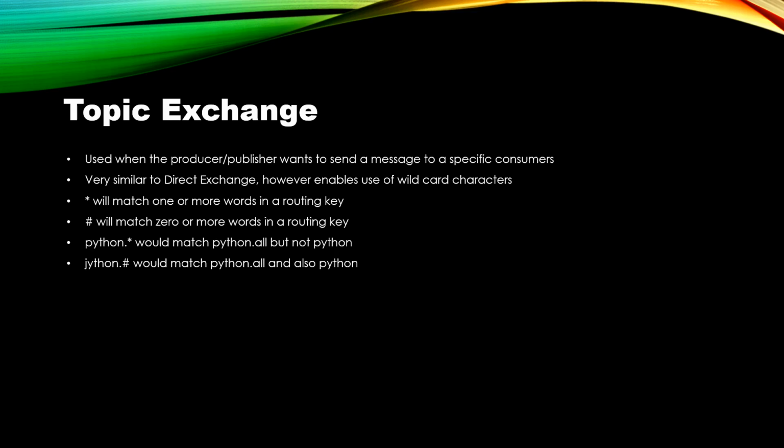So the difference between that is that the pound sign will match 0 or more, but with the asterisk it requires at least 1. So python.star would match python.all, but it wouldn't match python. So if we did python.pound, then it would also match the python there.